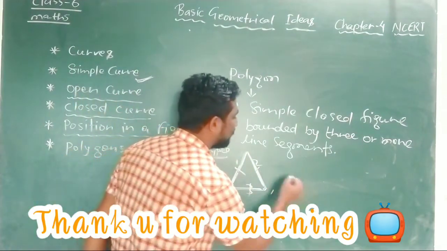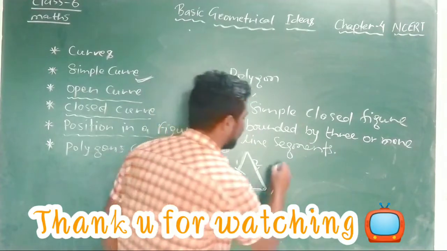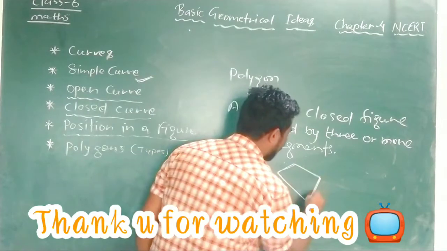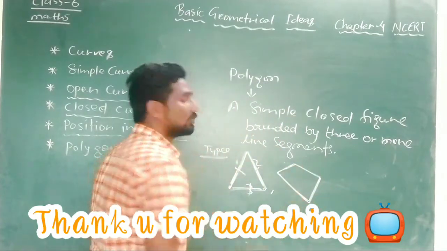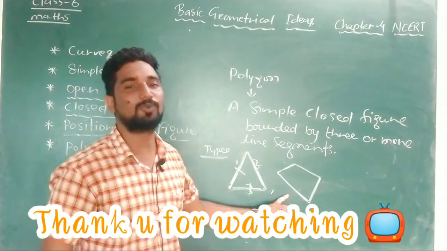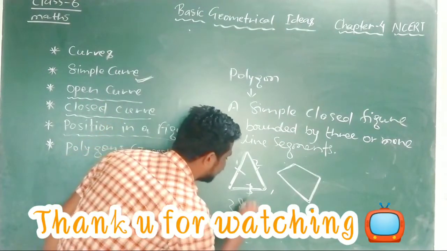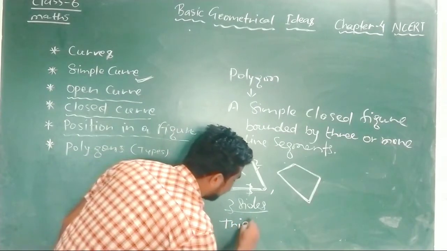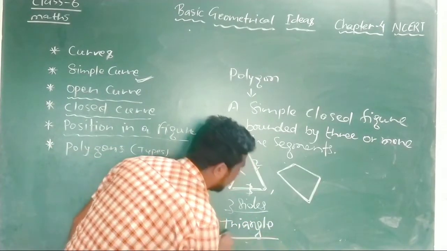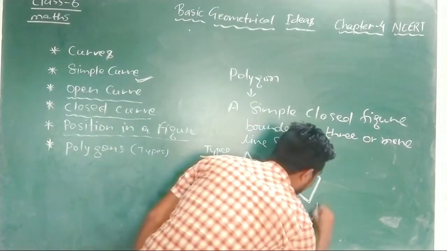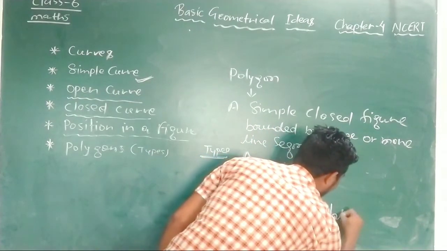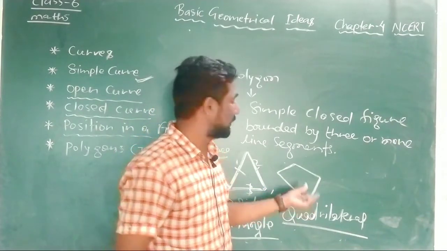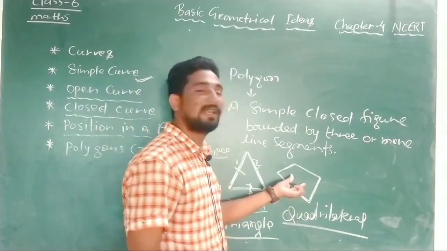If you talk about the second polygon, what will it be? It will be the quadrilateral, obviously, because a simple closed figure bounded by four line segments is called a quadrilateral. So the second type of polygon is the quadrilateral. The diagram made by three sides is the triangle, which is the first polygon. Thereafter the quadrilateral is called the second type of polygon, because it is made by four line segments.